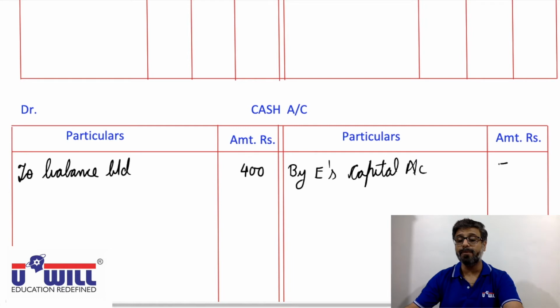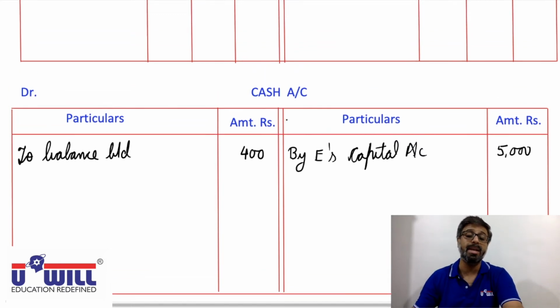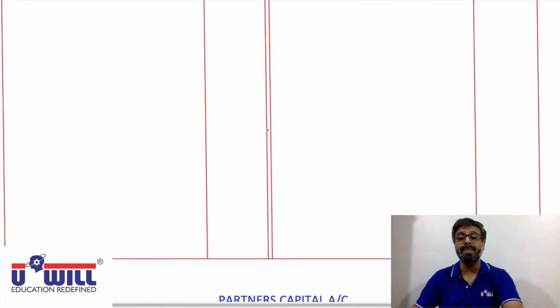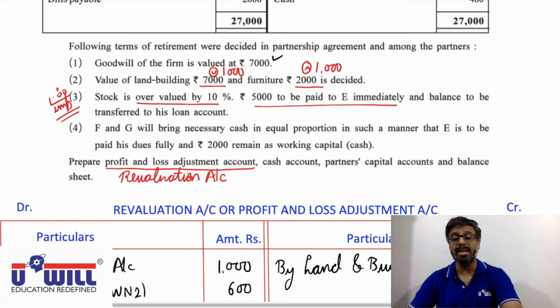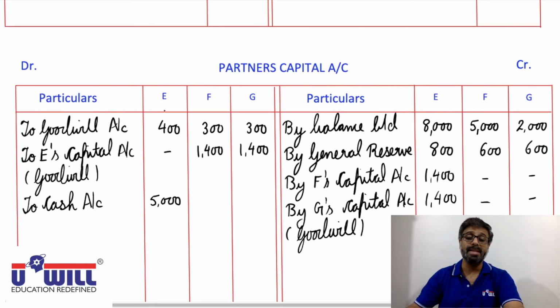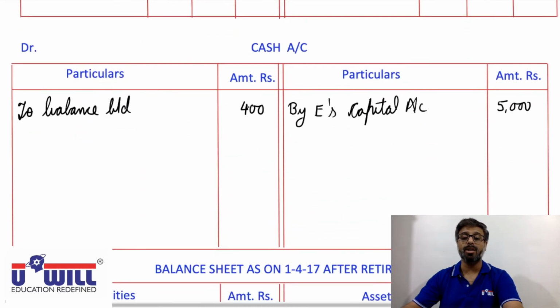Now you might get confused that we have only 400, but how can we pay 5,000? Don't worry, right now we are just doing the accounting, but actually the amount is less, so it will be brought by the remaining partners F and G. Then only will we be in a position to pay 5,000. Okay, we'll see that in the next adjustments, but presently 5,000 is to be paid to E immediately. So E's capital account debit to cash account. In the partners' capital account on the debit side to cash account in E's column 5,000, and to cash account, cash account credit side by E's capital account 5,000.